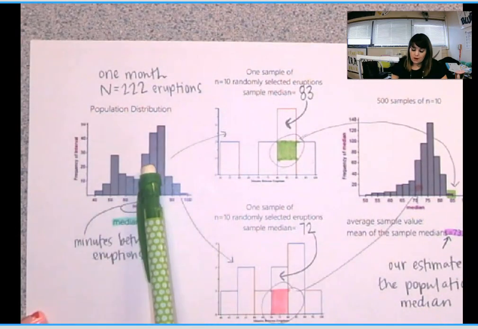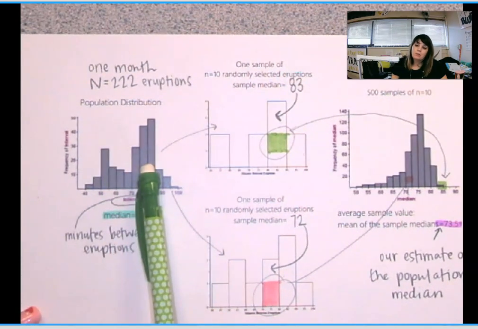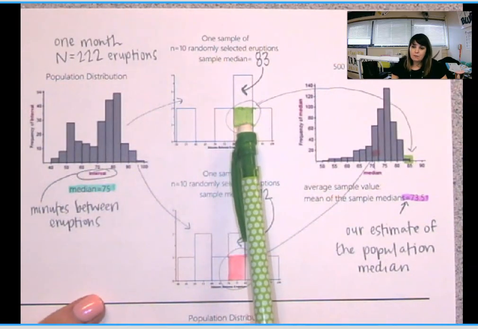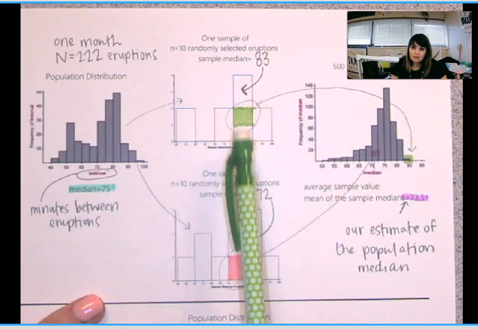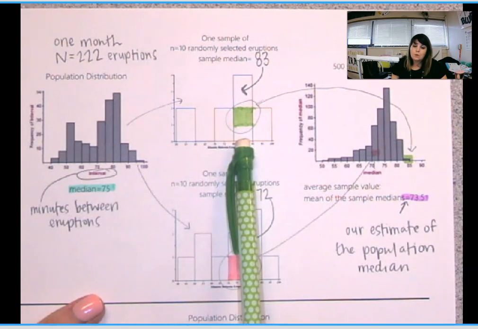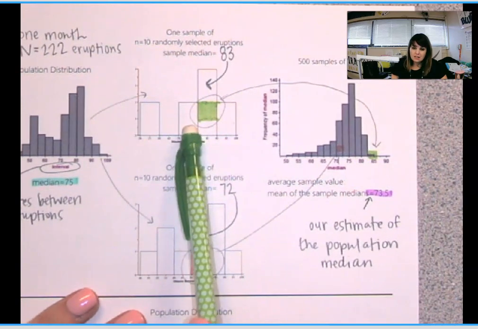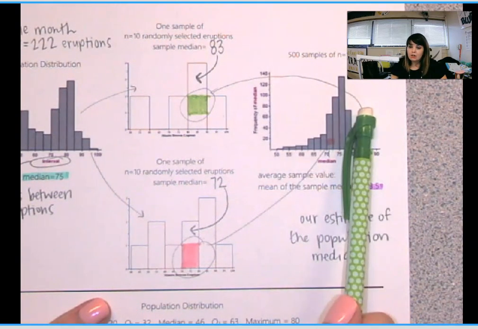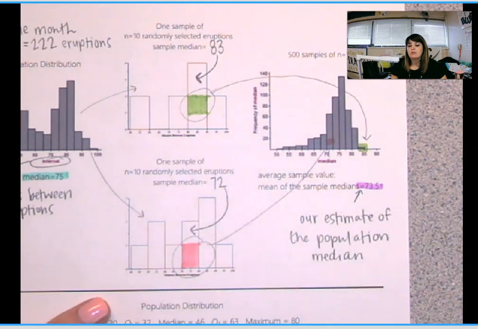So population, we want to estimate the median of the population. So we take samples of size 10 from the population and find the median of those samples, because that's what we're estimating. We take all those medians and plot them in the sampling distribution. Once we do that, we add them all up, divide by 500, and that gives us our estimate of the population median.